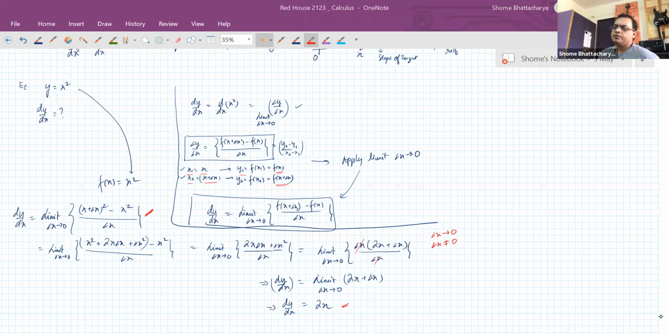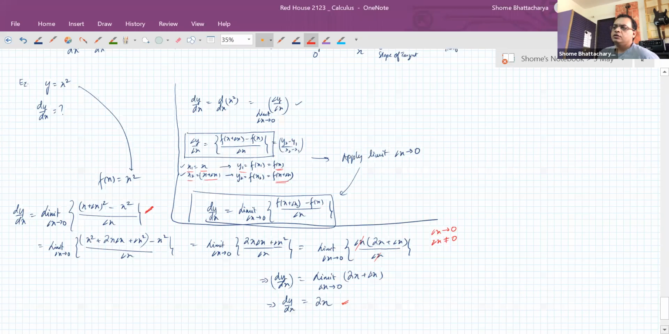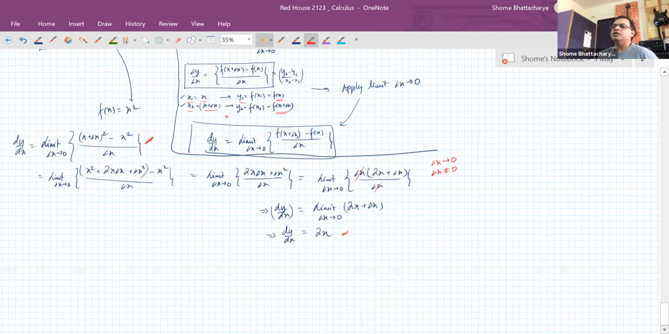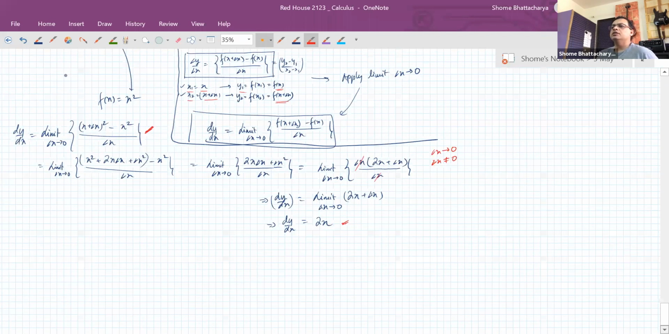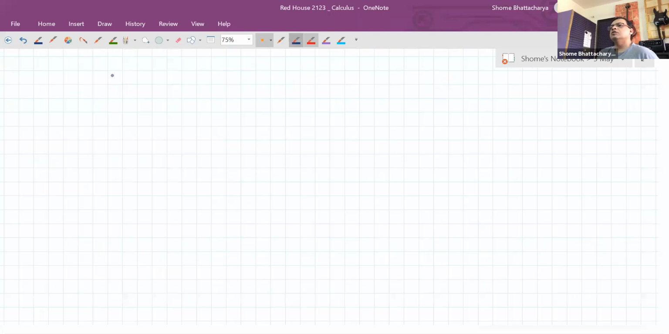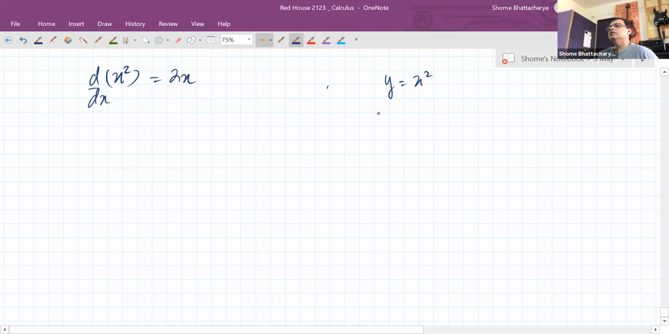Yes, sir. Okay. So this tells us the rule that we have got from differentiation, the formula that we have got from differentiation, that differentiation of x square is given by 2x. If y is equal to x square, then the instantaneous rate of change of y with respect to x will become 2x. Okay. So this is an additional formula.